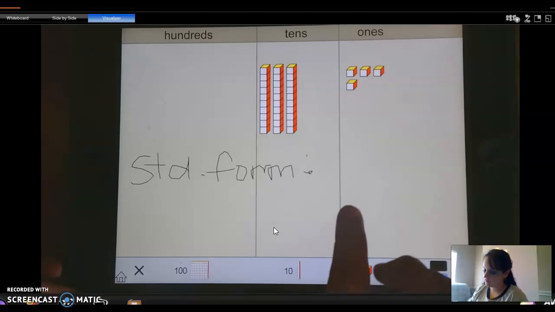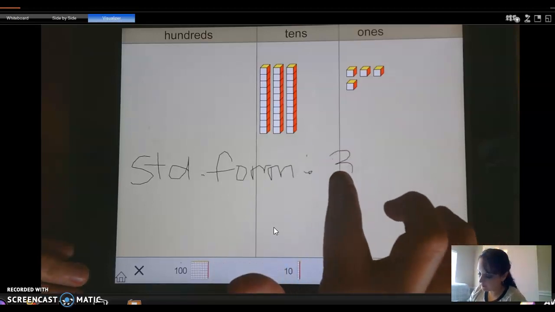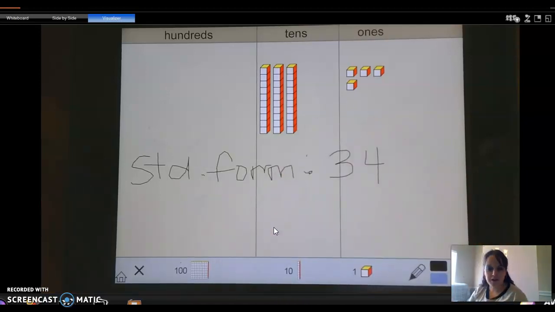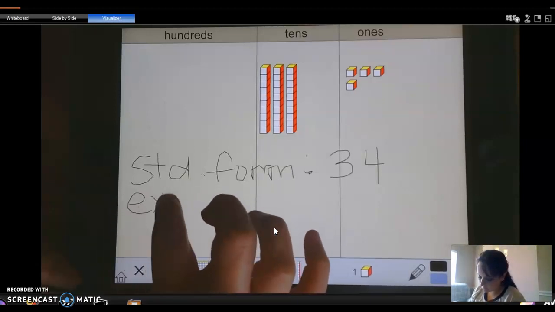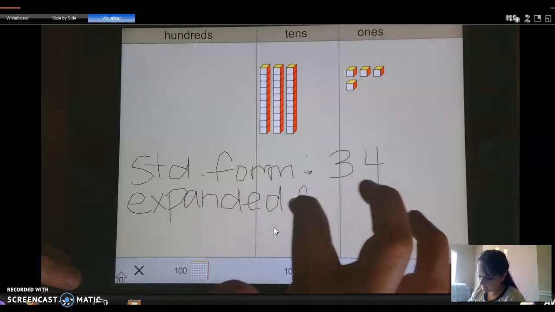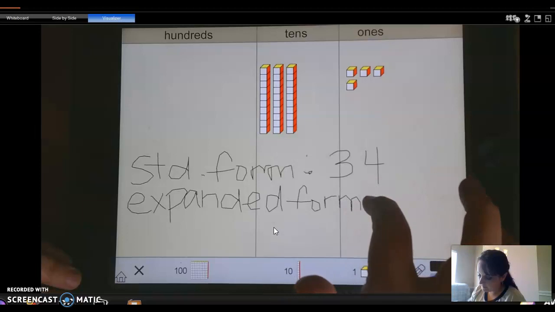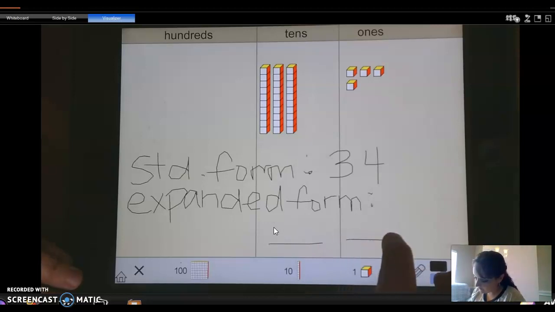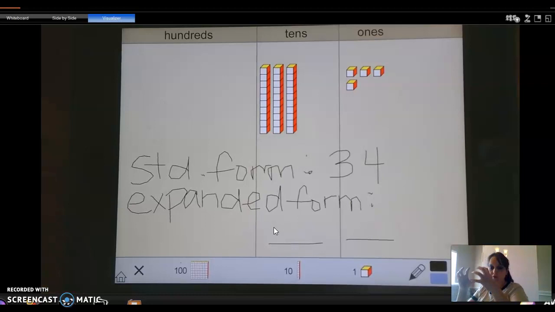Okay, let's check it, boys and girls. If you wrote a 3 in the tens place and a 4 in the ones place, good job. That is 34. Now let's practice in expanded form. How would you write the number 34 in expanded form? Remember, take the value of what's in the tens place and the value of what's in the ones place and put it together. Ready? 1, 2, 3, write it.